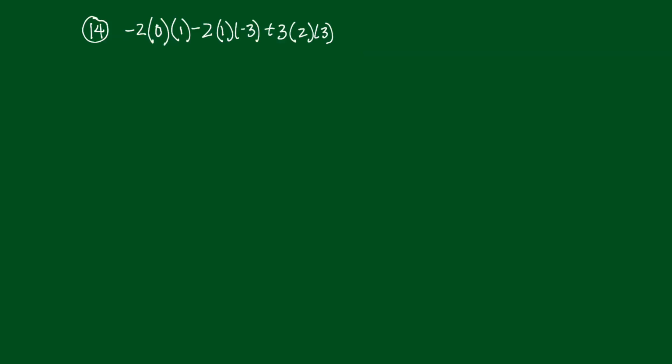Got a lot of multiplications going on here. Here's what I see in this one. You see that 0? 0 times any number is 0. So I don't have to work through this. I could. I mean, negative 2 times 0 is 0. 0 times 1 is 0. So I know right here, just by looking at that, that's going to be a 0.